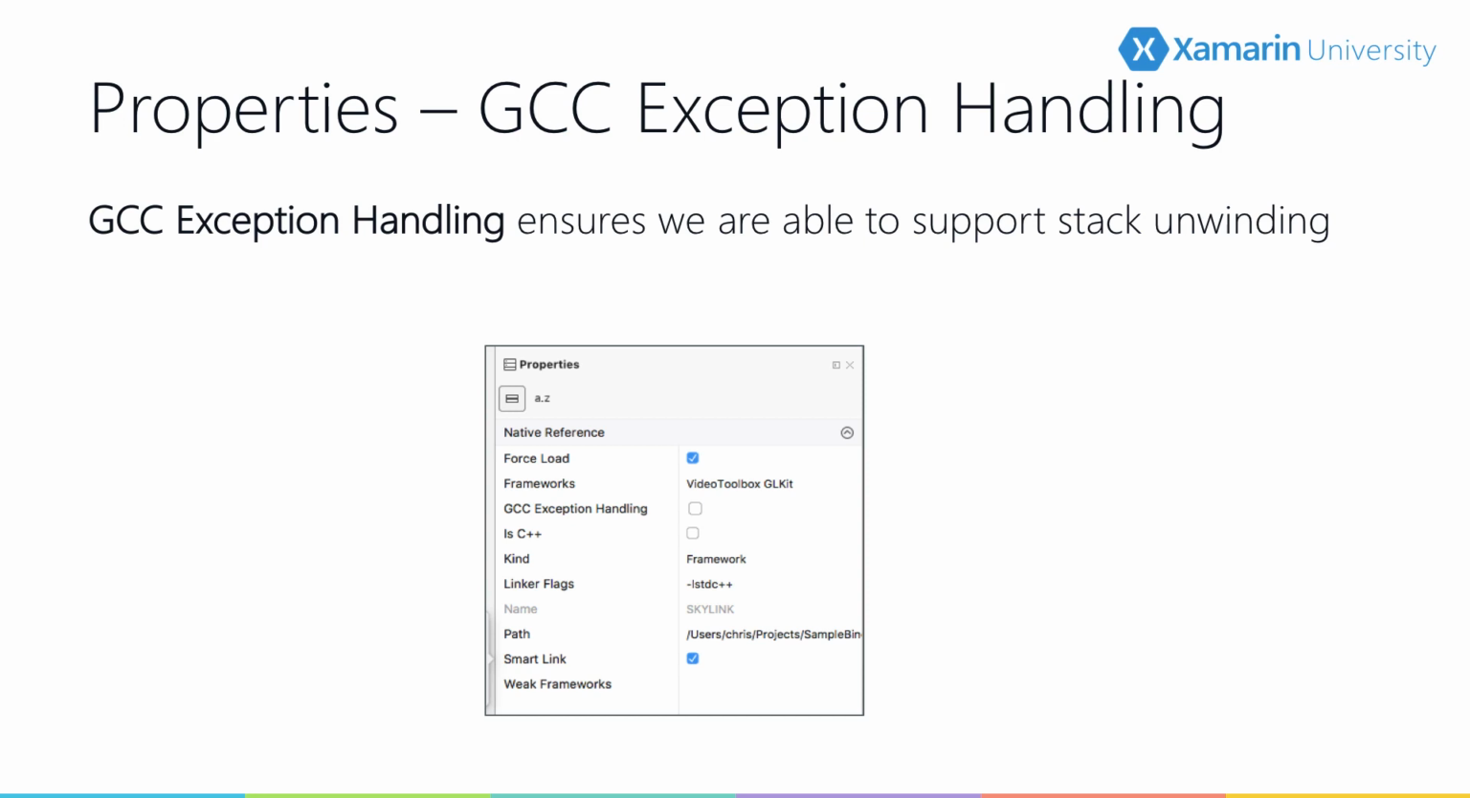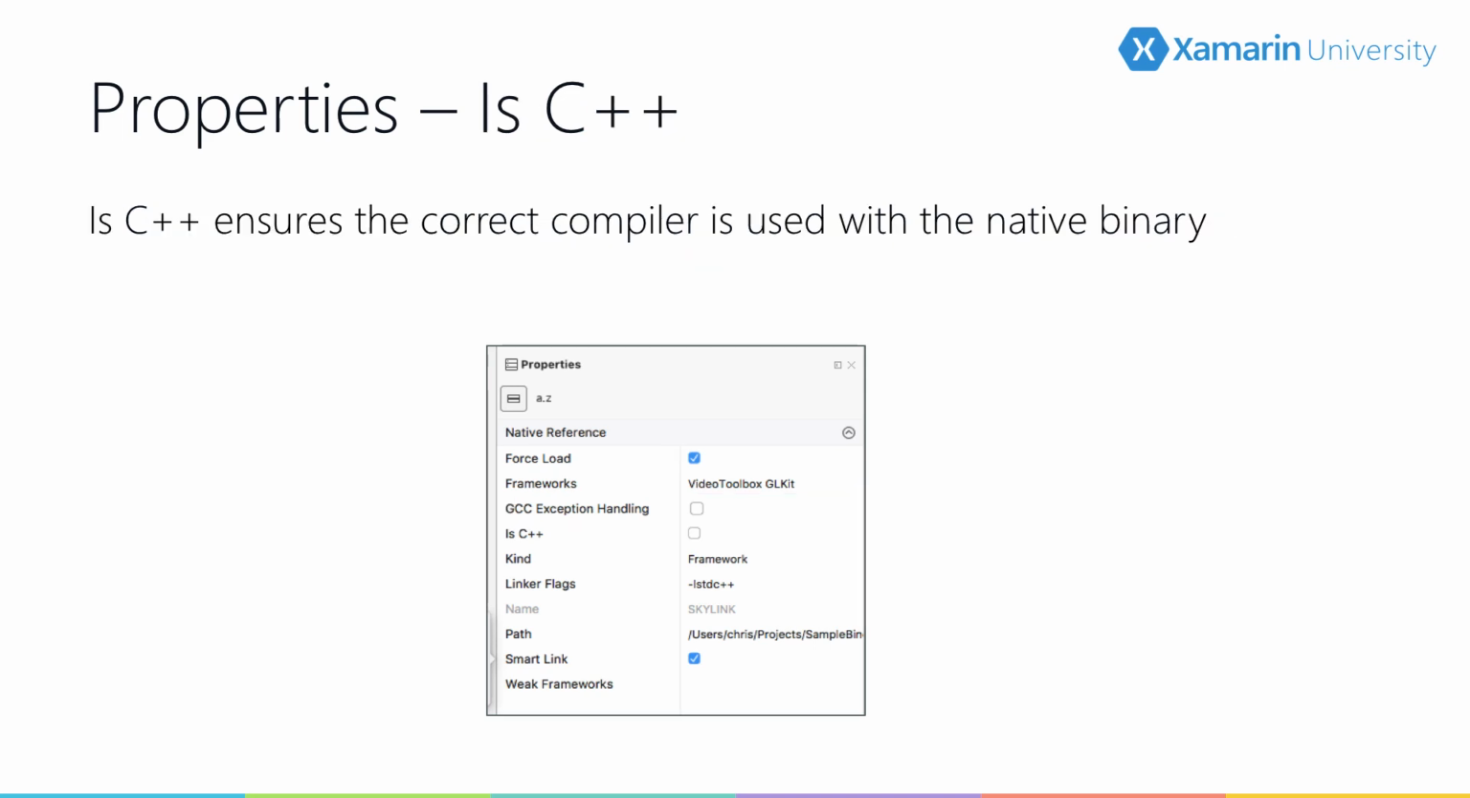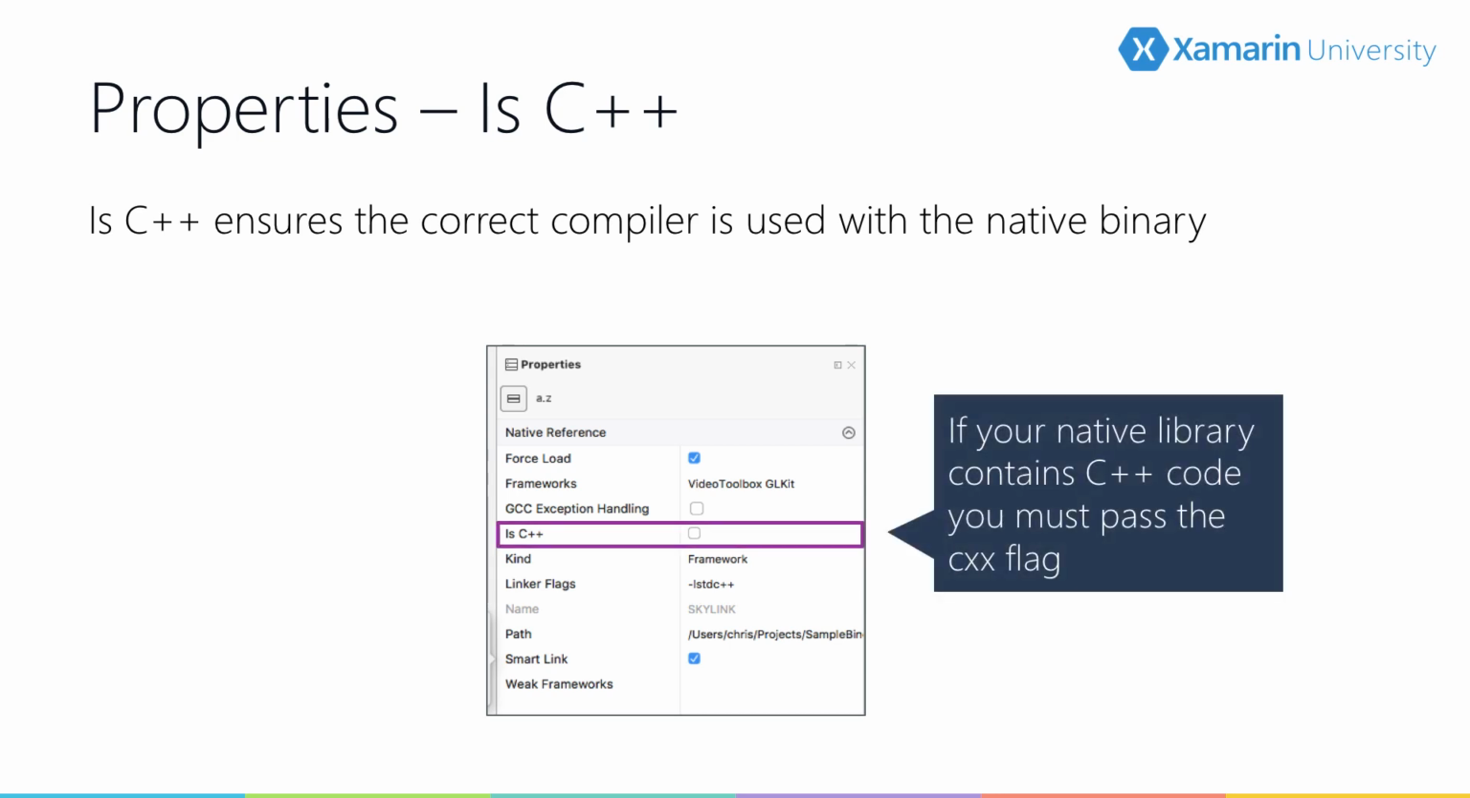So if your library is making use of the GCC exception handling unwind library, i.e. libgcc_eh, then you have to explicitly enable this feature. The Is C++ option specifies whether or not the native library is a C++ library or includes C++ code. If your native library contains C++ code, you must also pass the -cxx flag in your extra arguments, so that Xamarin.iOS knows to use the correct compiler.